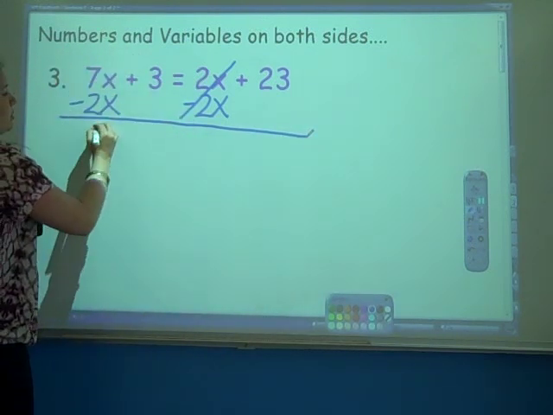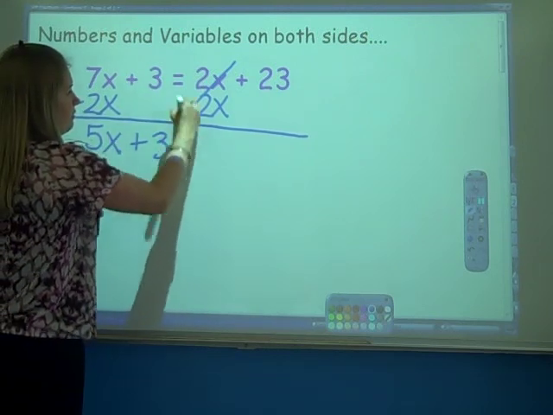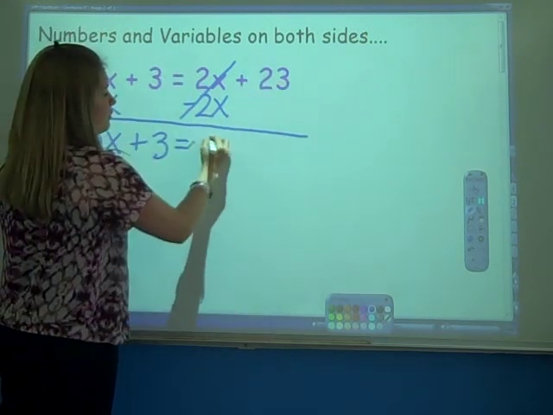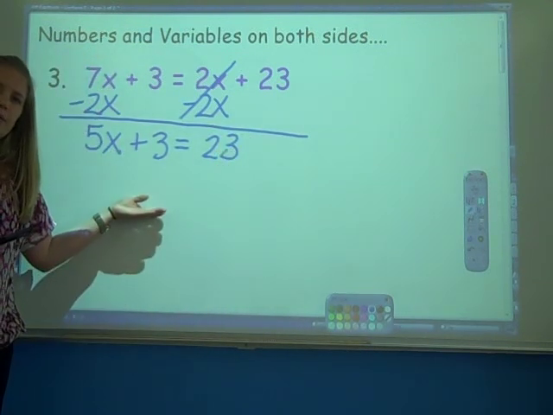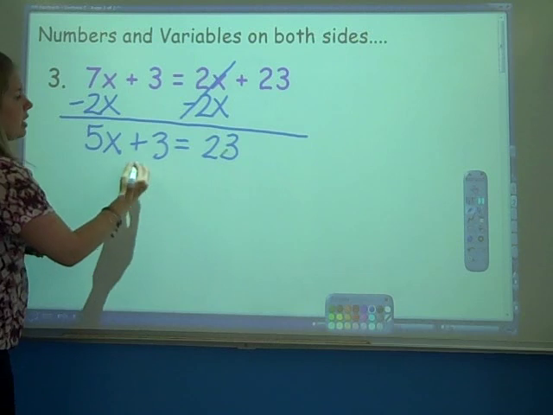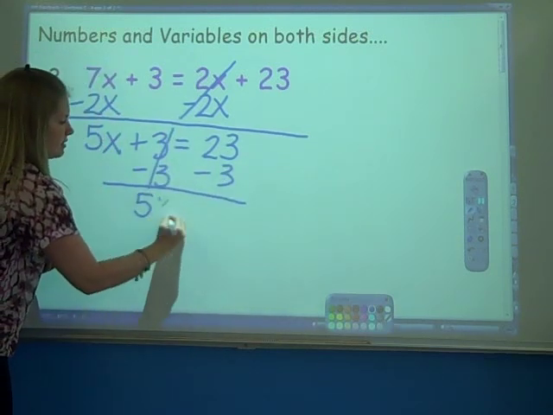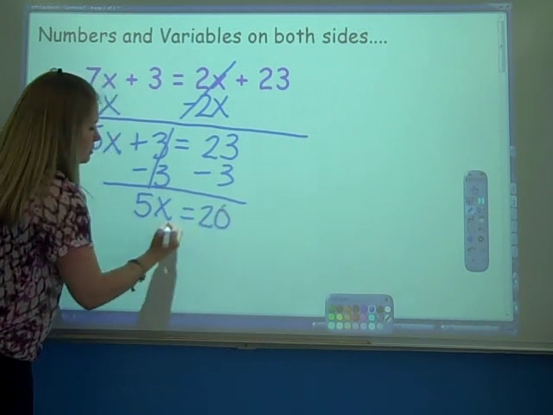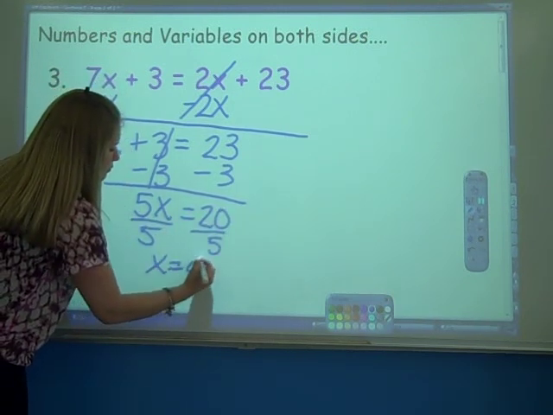7x's minus 2x's are 5x's. Add 3, still have the equal sign. And I'm only left with 23 over there. Now we're back to our 2-step equations. We did this a couple sections ago. Subtract 3 from both sides. 5x equals 20. Divide both sides by 5. X equals 4.